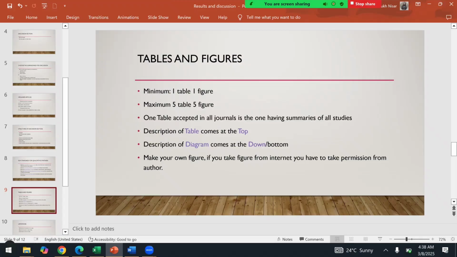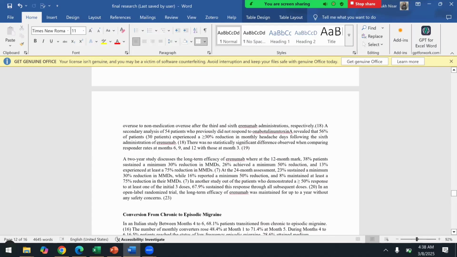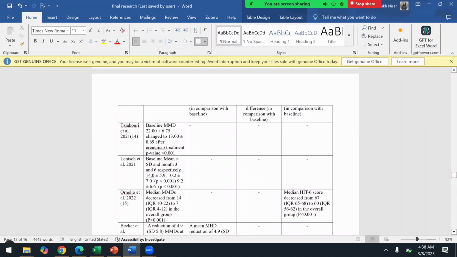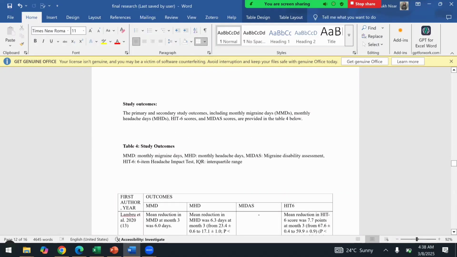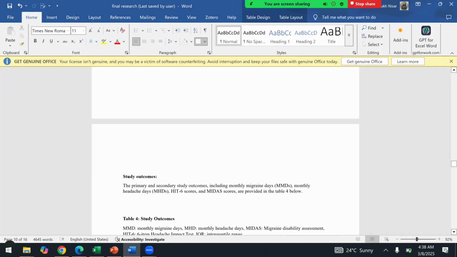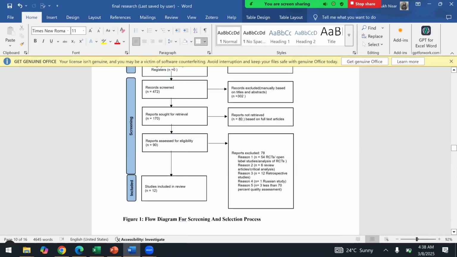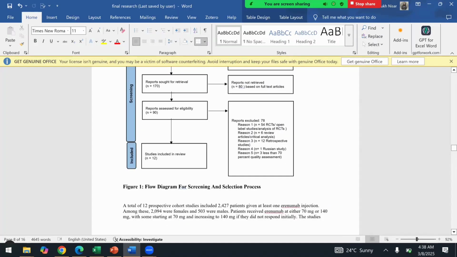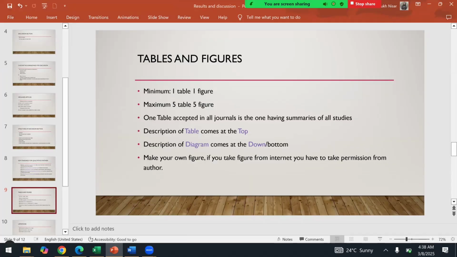So the description of the table comes at the top and the diagram comes at the bottom. For example, this is the table, and you would write at the start the description, table for study outcomes. And if you are using any abbreviations, you have to write the full form. So the description of the table is at the top, and then this is the diagram. The description of the diagram is down at the bottom. Flow diagram for screening and selection process.